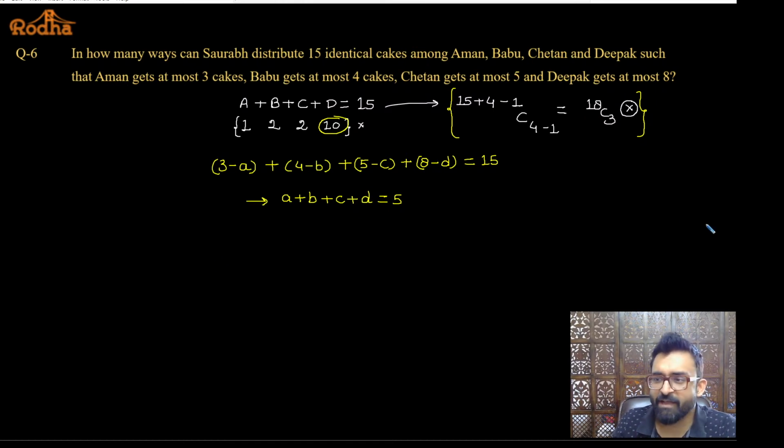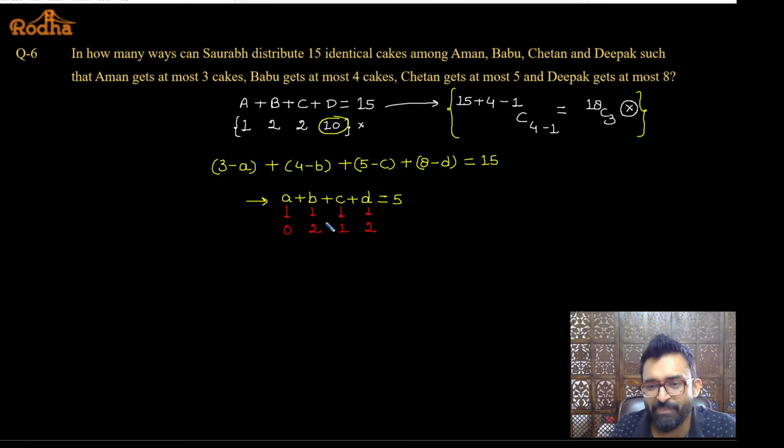Okay, now if I look at this case, let's say for example, if I say this is 0 and this is 2 and this is 1 and this is 2 again. So in this case, this is not the cakes A, B, C, D are getting. This is the cakes A, B, C, D are not getting basically.